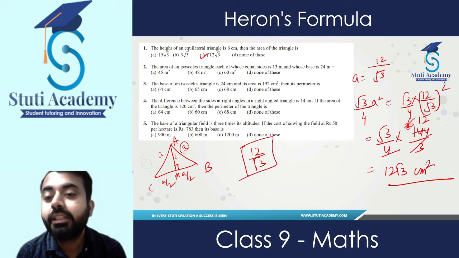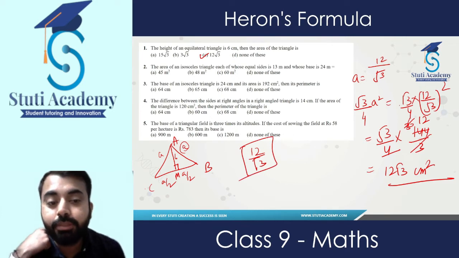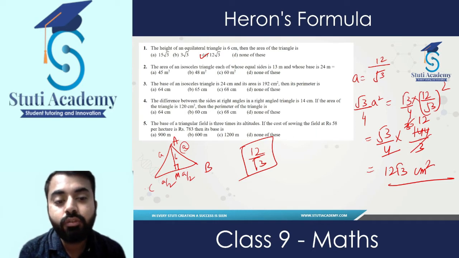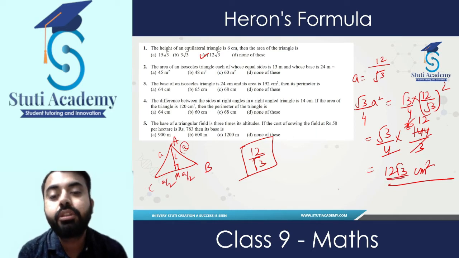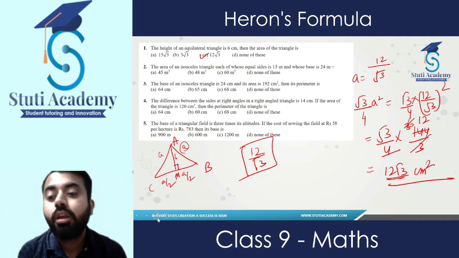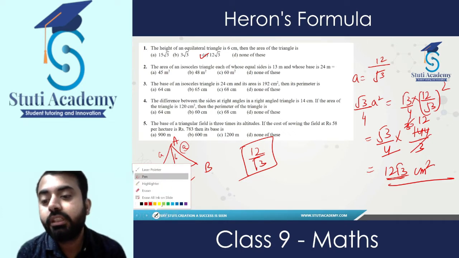Then I knew the area of an equilateral triangle is root 3 by 4 A square. Substituting my A there, I got root 3 by 4 into 12 root 3 whole square. Solving that, I got 36 root 3. Alright, I hope you have understood this sum. So let us start with the next sum now.